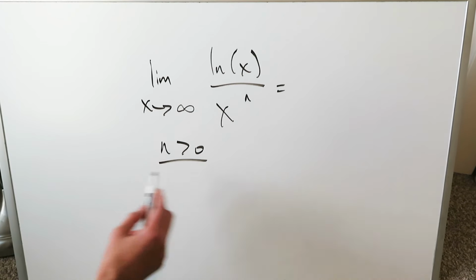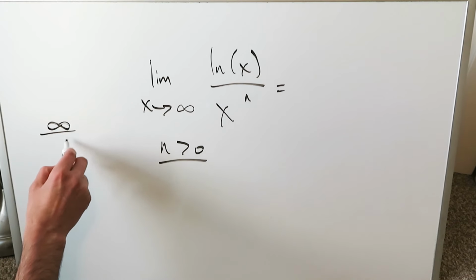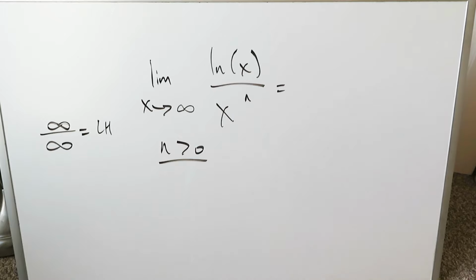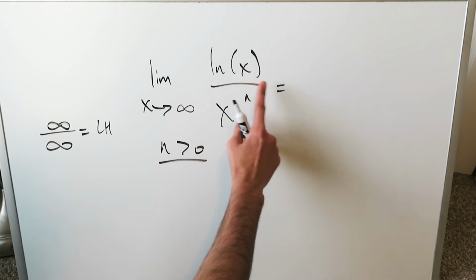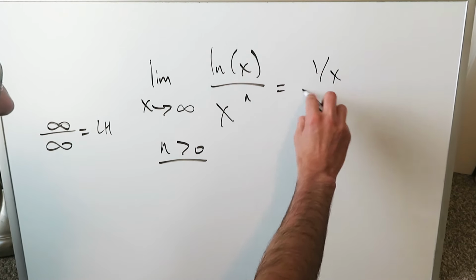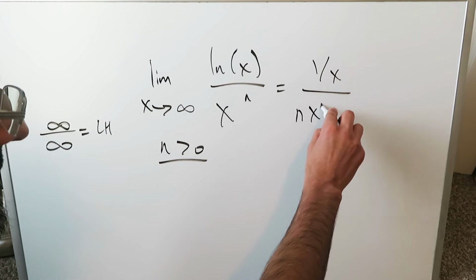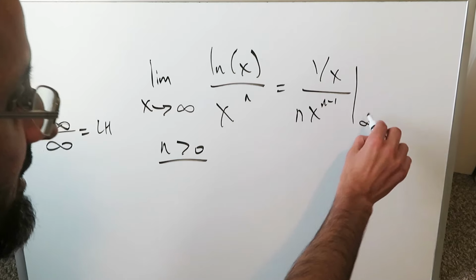You put infinity in place of x, and you're getting infinity divided by infinity, an indeterminate limit form, for which you can then use L'Hopital's rule. You can take the derivative of the numerator, and you get 1 over x. You can take the derivative of the denominator by means of the power rule. You're having n x to the power of n minus 1, and then you would put infinity here.